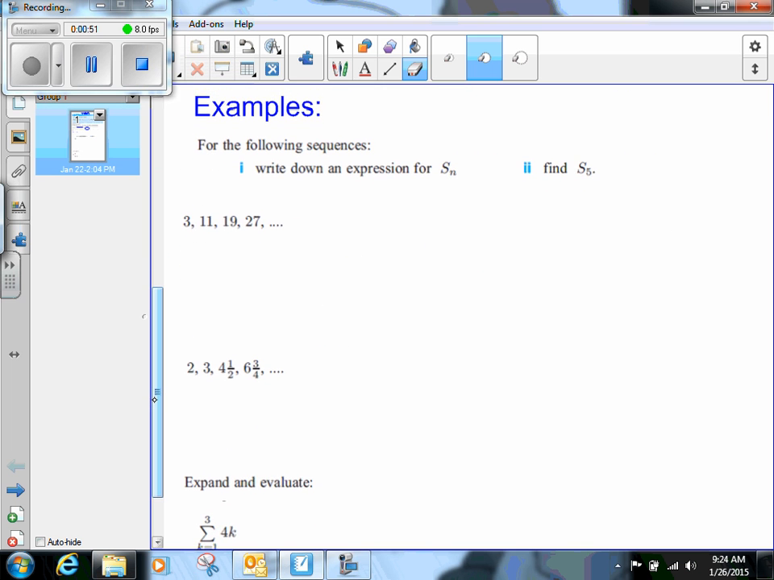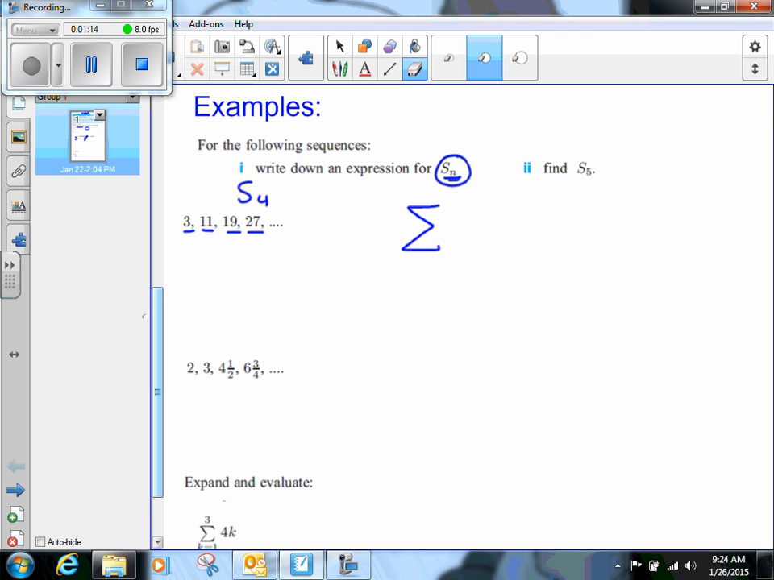So for this example, we see the directions to write down an expression for S sub n, which means the sum of up to any amount. When I say sum, it's adding these terms together. So this one would be the sum of 4 terms, or S4, with what I see right now. But it's asking for Sn. And when I want n, it means the general rule.